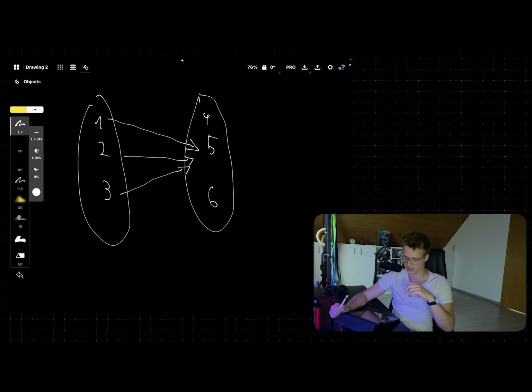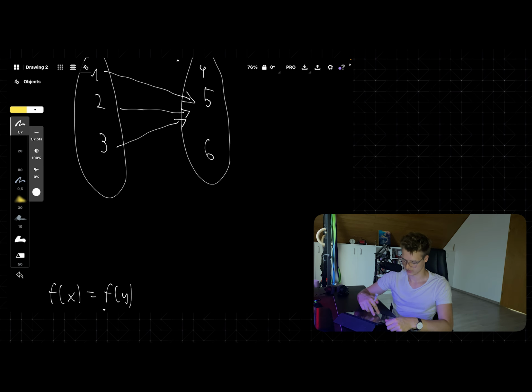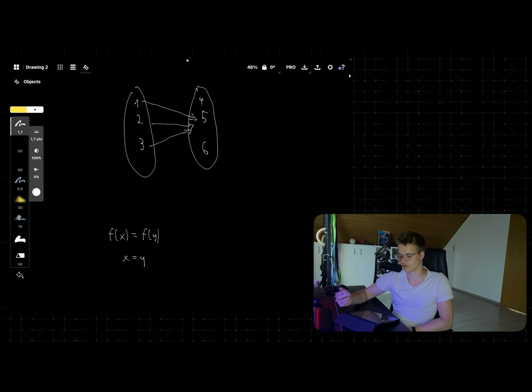Okay? So that would be basically what injectivity prevents. If a function is injective, it means that a different input will give a different output. Or, in other words, if two things give the same output, then you did the same thing twice. So if f of x is the same as f of y, then x has to be equal to y. Okay? That's what being injective means.